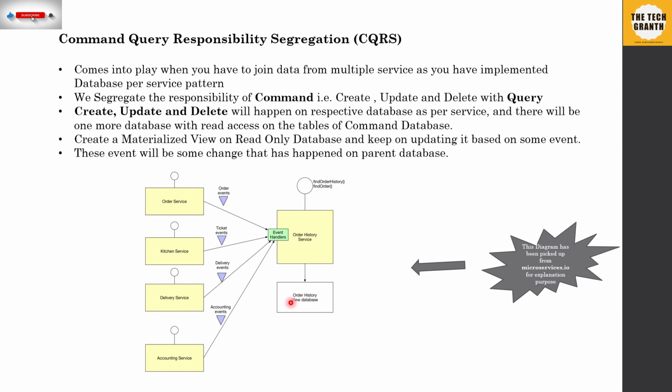And all the queries, like find order history or find order, will be served from this particular database. So you have a segregation here. All the commands, the create, update, and delete, will happen on the respective database of each of these services, whereas the query will happen from this database, which is for your query purpose. So this is what the CQRS, or Command Query Responsibility Segregation pattern, is.